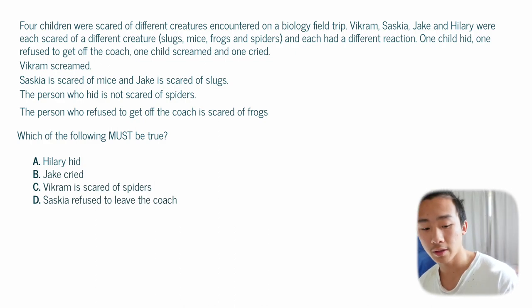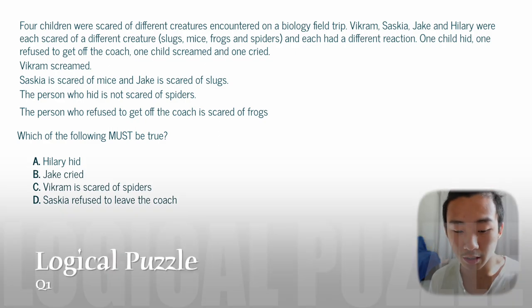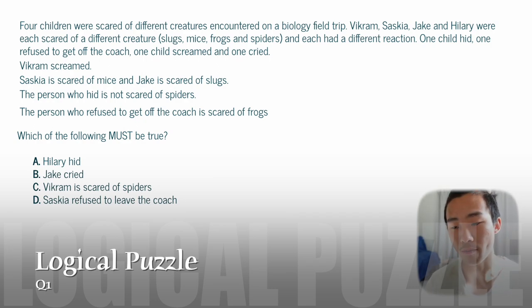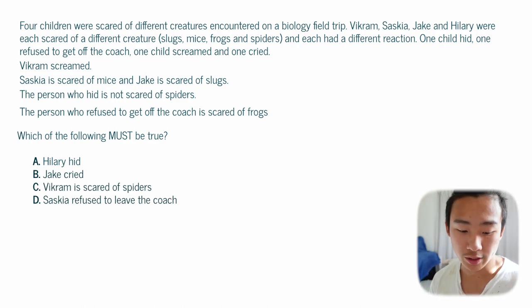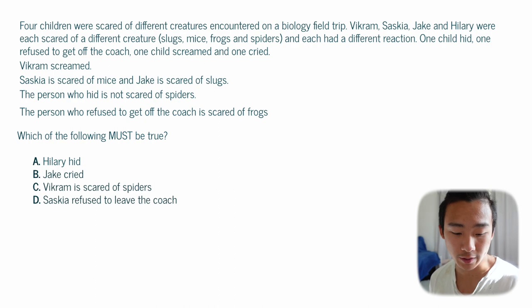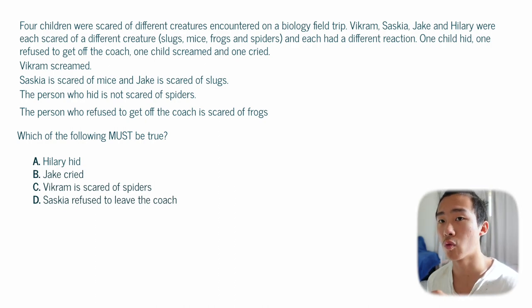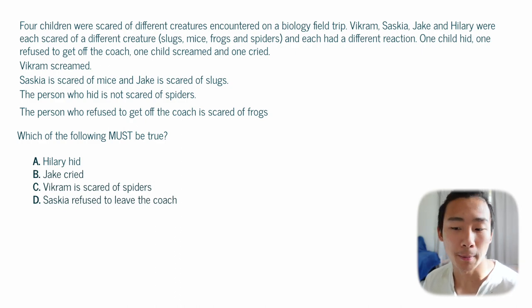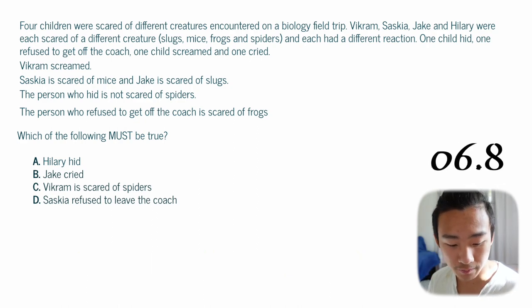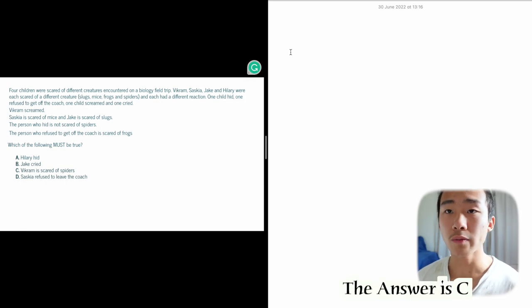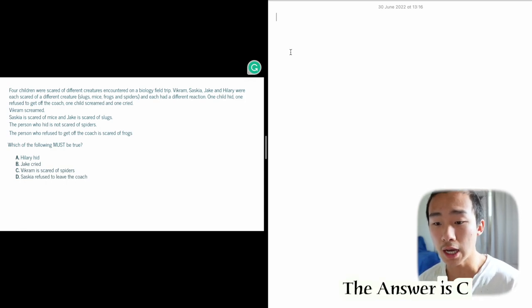So the first one that we're going to talk about is called a logical puzzle, and basically there are many things going on over here. So to solve this type of question, make good use of the whiteboard that you're given. And also remember, you don't have to work the entire thing out, just whatever is the most necessary for you to attain the answer. And this question is a perfect example of showing that. Alright, so once you have read through the question, we're going to go through the actual process of solving this.